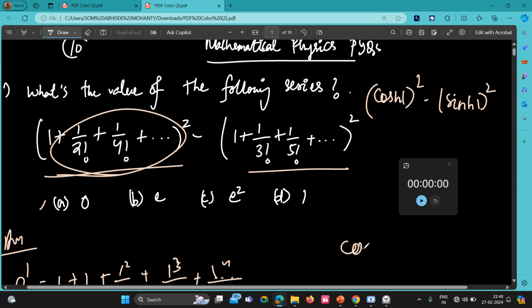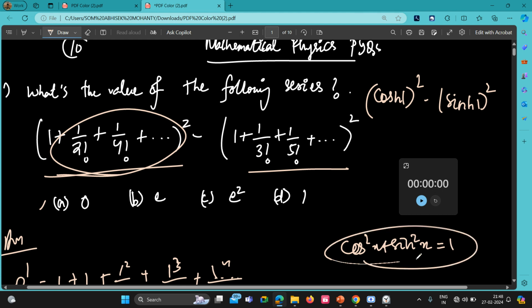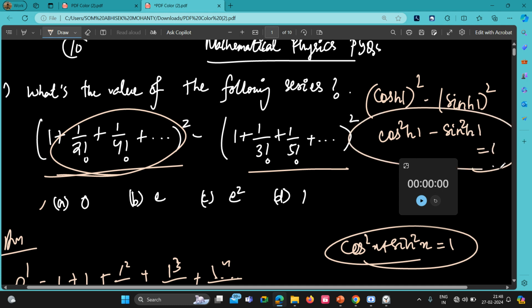See, cos square x plus sine square x is equal to 1. But in case of hyperbolic functions, it is cos square hyperbolic 1 minus sine square hyperbolic 1, and this is actually 1. Okay, just have to remember this. This is in case of hyperbolic functions. So the answer is 1. I hope you understood.